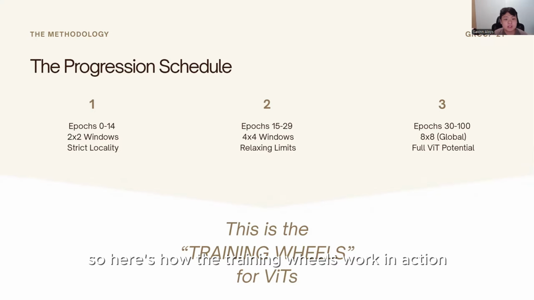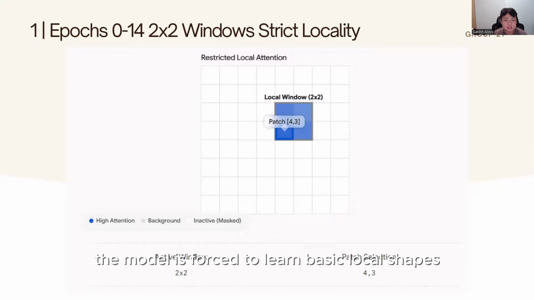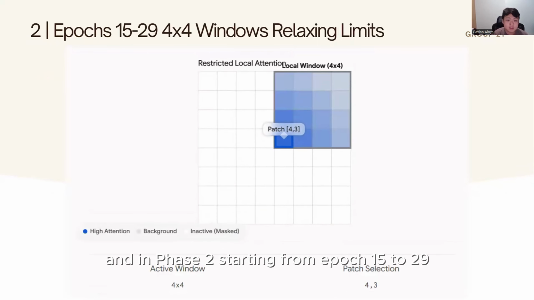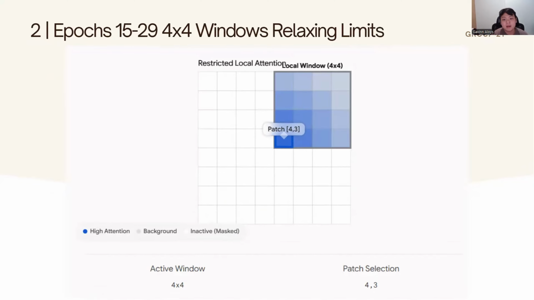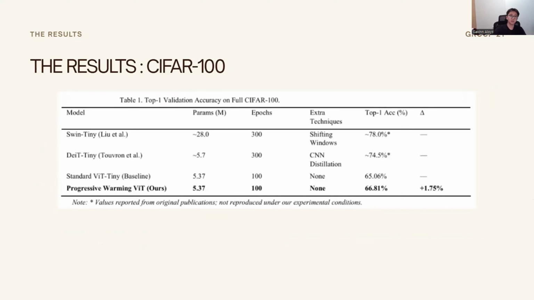Alright, so here's how the training wheels work in action. In phase 1, starting from epoch 0 to 14, we use a fairly strict 2x2 window. The model is forced to learn basic local shapes. Then in phase 2, starting from epoch 15 to 29, we expand the window to 4x4. Now we're relaxing the limits. And finally in phase 3, from epoch 30 onward, we unlock the full 8x8 global attention. Now the training wheels are off, and the model can see everything.